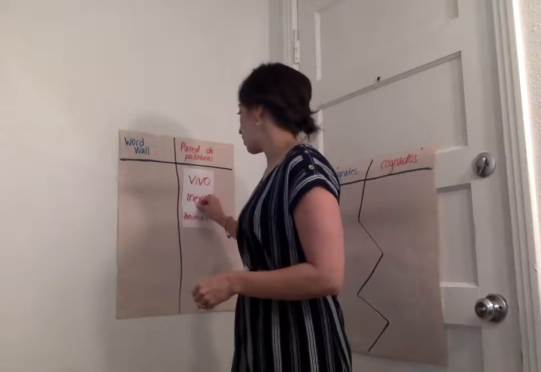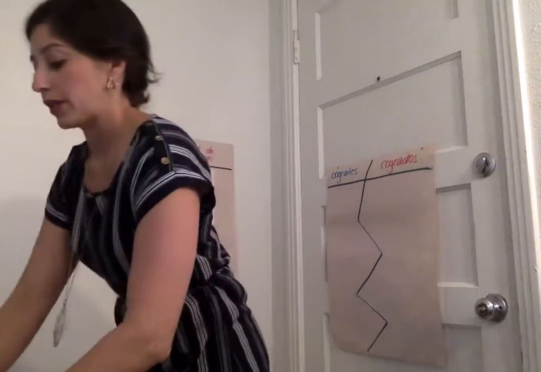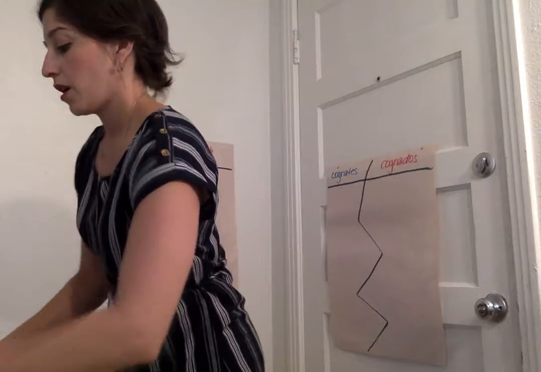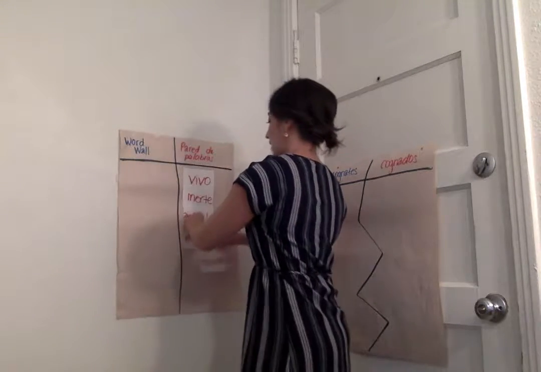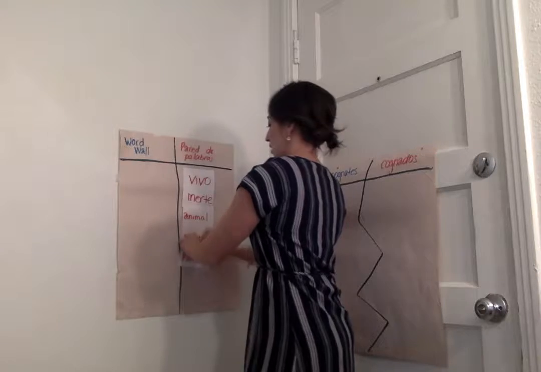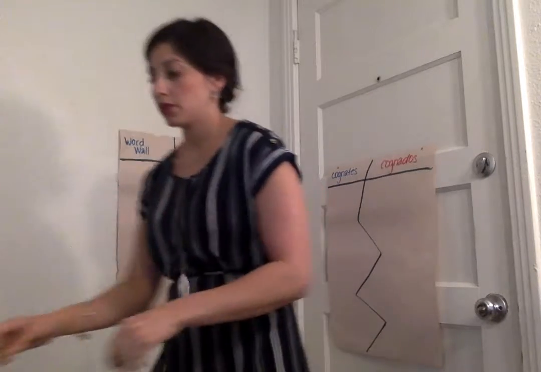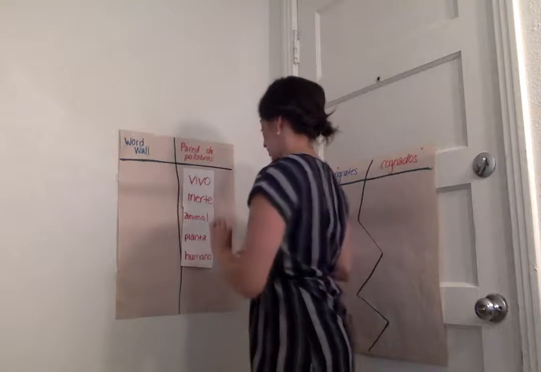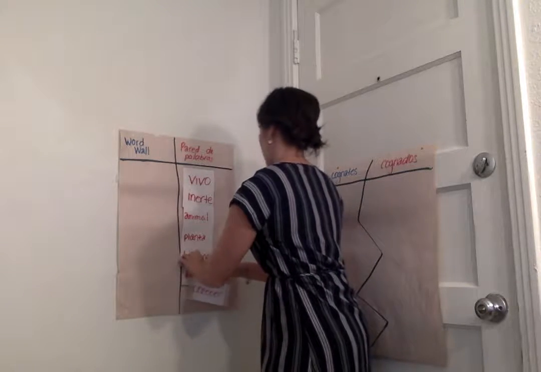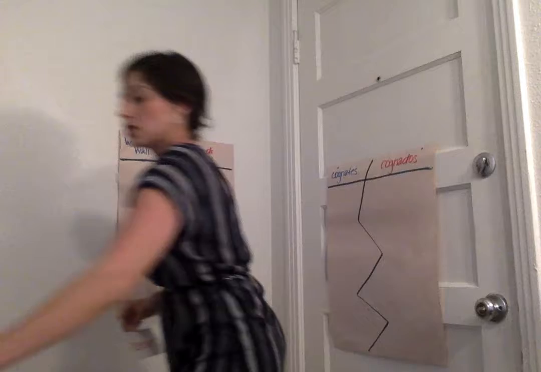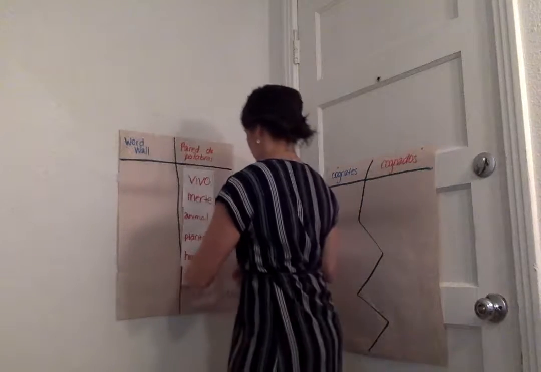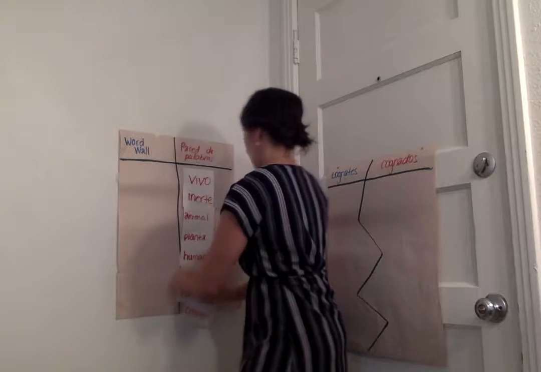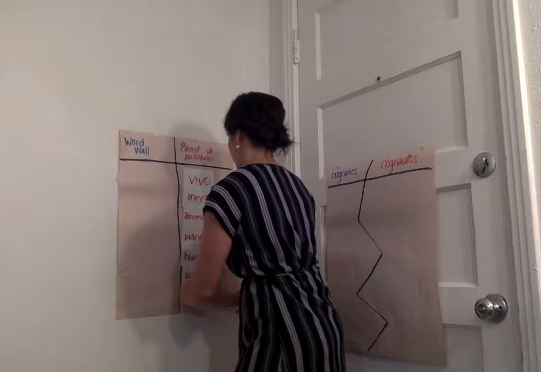And I would continue with the rest of the vocabulary words, okay? So we have vivo, inerte, animal, planta, humano. We have alimento. Hábitat, and crecer.